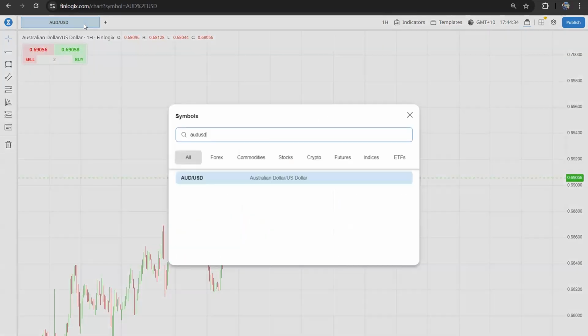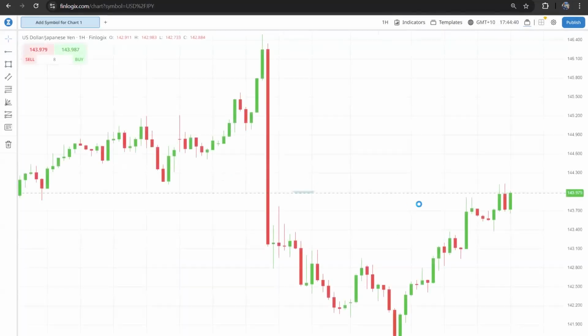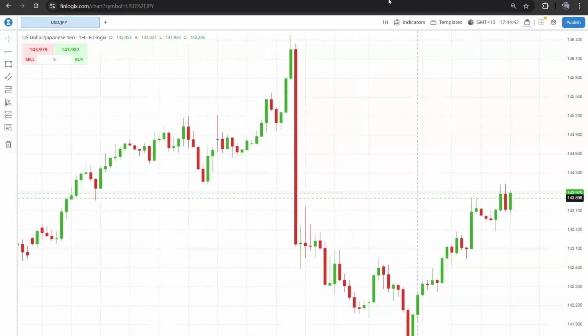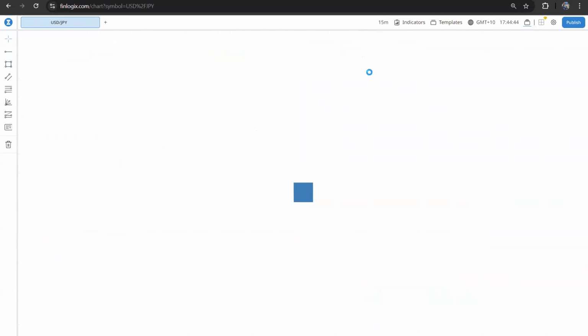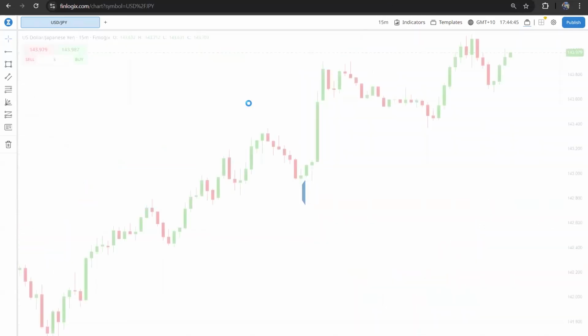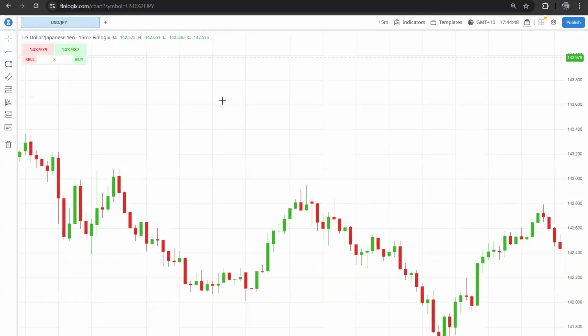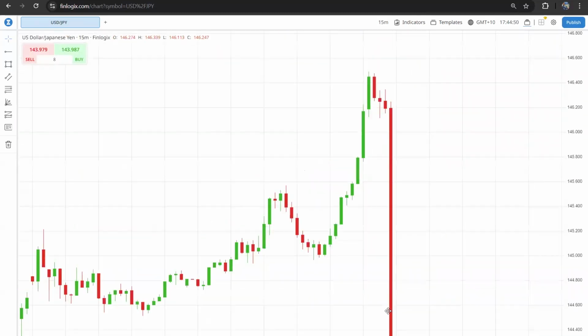Now, moving on to USD JPY. USD JPY was very crazy last week. We had actually, let's move on to the 15-minute. I want to show you guys something. Okay, somewhere here. Perfect.